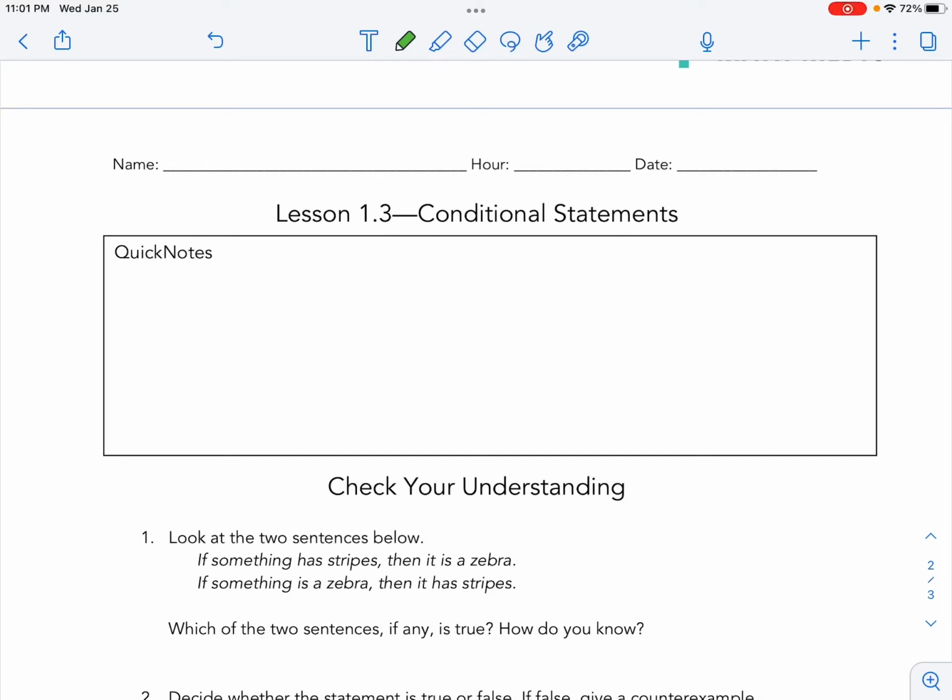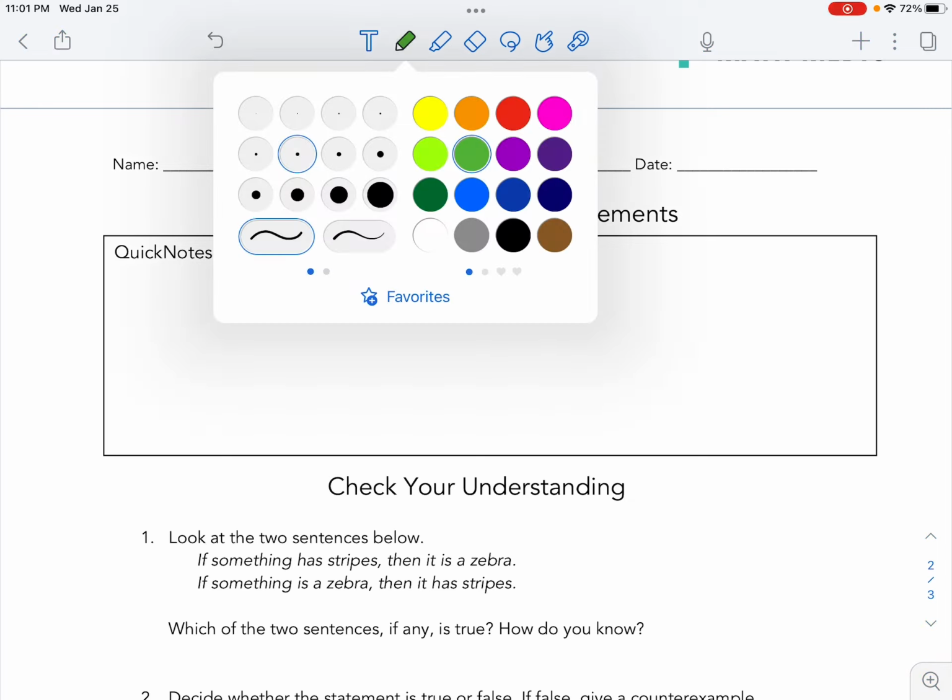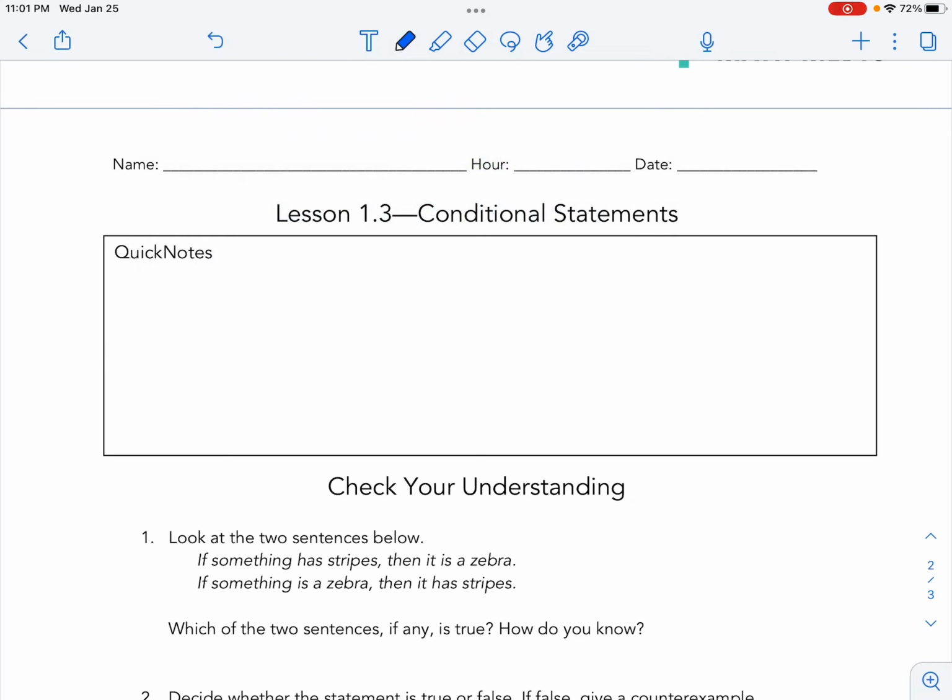So back at it here, lesson 1.3, conditional statements is the topic. Going to go ahead and do our quick notes here. And a real focus here, as previously mentioned, is that we are talking about conditional statements. So let's go ahead and define that. A conditional statement is an if-then statement.